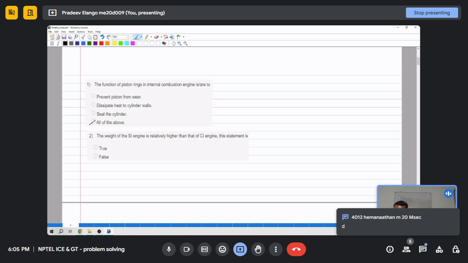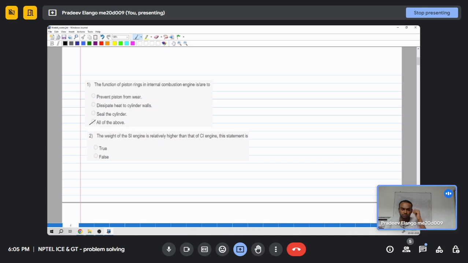Piston rings prevent wear on the piston. If we do not have the rings and we have only the piston, then the entire wear will be on the piston, and replacing the piston will be more expensive than replacing the rings alone. That is one thing. Then they dissipate the heat to the cylinder walls through the piston. The heat is transferred, and they seal the cylinder.